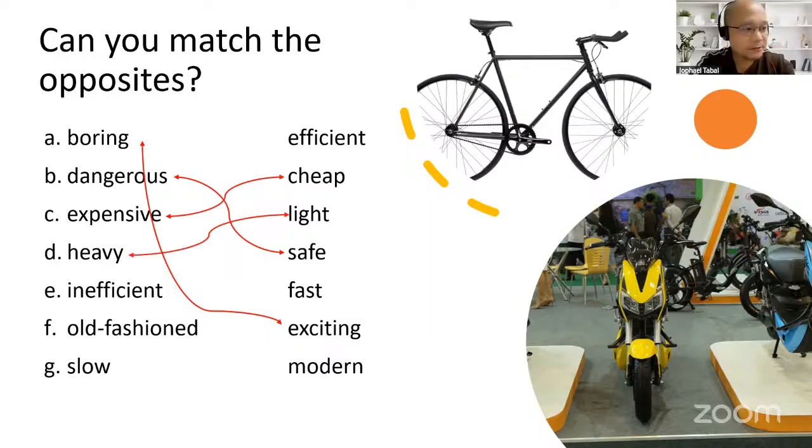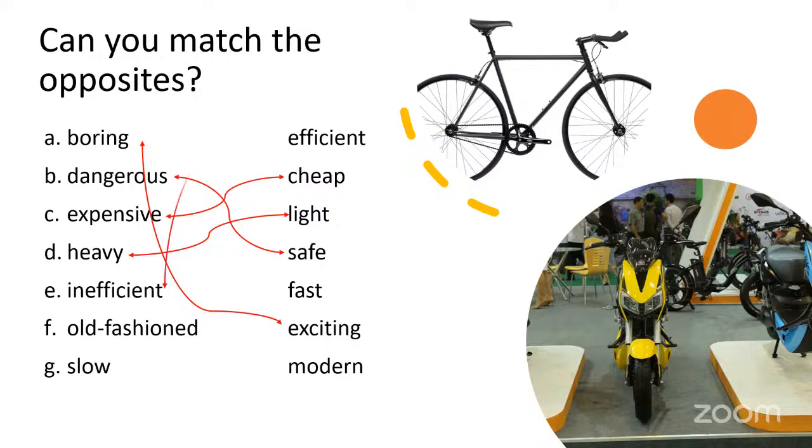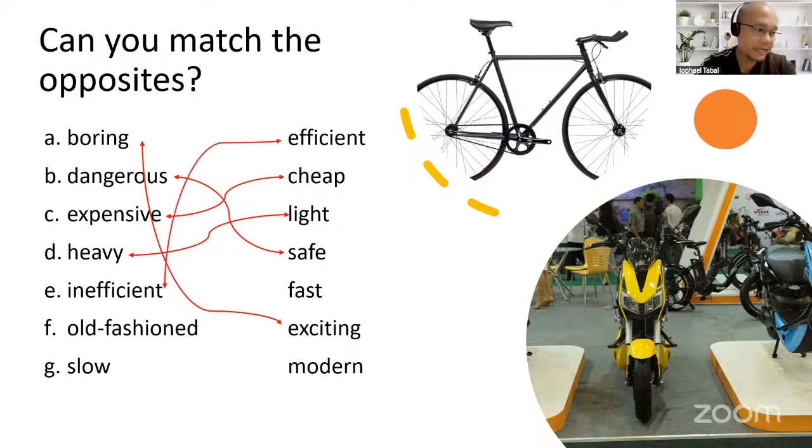Clara, what's the opposite for inefficient? Inefficient with efficient. Efficient, okay. What is the opposite for old-fashioned? Old-fashioned with modern. Yes, very good. Old-fashioned is modern. What is the opposite for slow? Obviously, that is fast. Okay, very good.